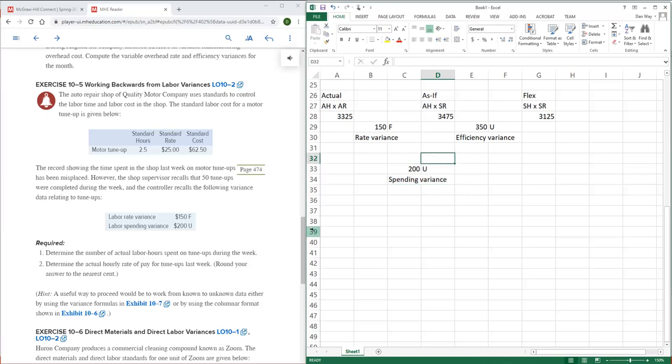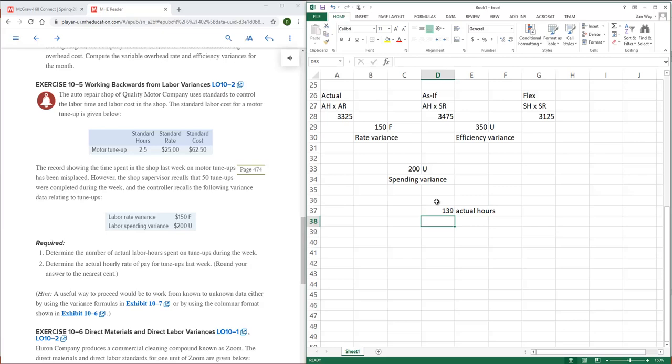Getting back to the problem though, our first requirement was to determine the number of actual labor hours spent on tune-ups. So we can do that a couple different ways. We know that here in our as-if, that 3,475 represents the actual hours, which is what we're looking for, times the standard rate. And we know the standard rate is $25. So I'm actually going to do this down here. The 3,475 then, divided by the $25 standard rate, means the actual hours must have been 139.